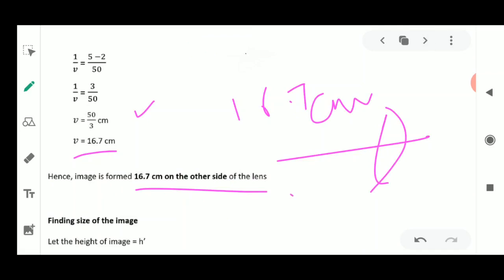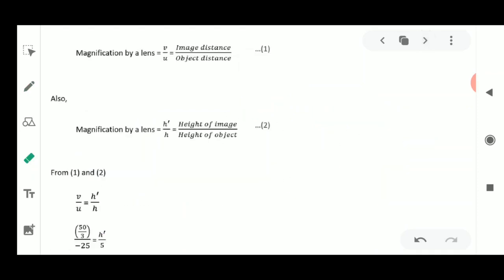Next, what do we need to find out? We need to find out the size of the image. So how can we find the size of the image? For that we need to assume that the height of the image is h dash. And how are we going to use this?